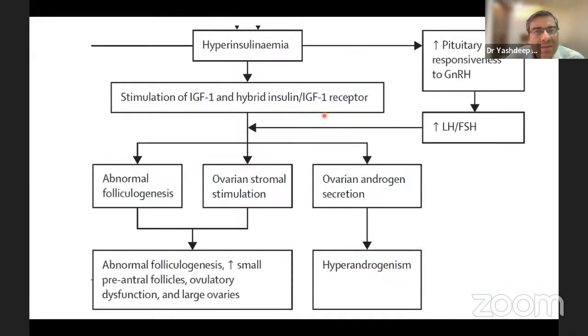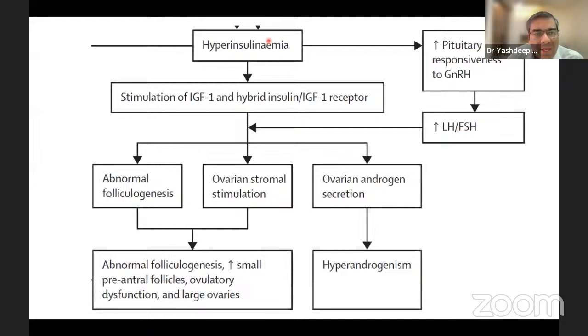So what are the mechanisms which result in polycystic ovary syndrome? Hyperinsulinemia impacts through multiple pathways and results in this sort of manifestation. Insulin, as we discussed previously, is required for stimulation of GnRH. Obviously, if insulin levels are more, the stimulation of GnRH, gonadotrophin releasing hormone, will be more. So increased pituitary responsiveness to GnRH will give rise to increased LH predominantly.